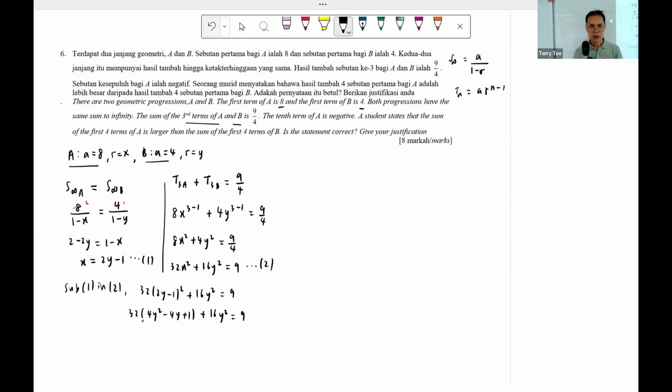Can you expand the bracket? Yes, 32 times 4 is 128y squared, minus 128y, plus 32, plus 16y squared equals 9. Okay, 128 plus 16 is 144. Then 128y. 32 minus 9 is 23. Okay, hang on, I feel like something is not right.